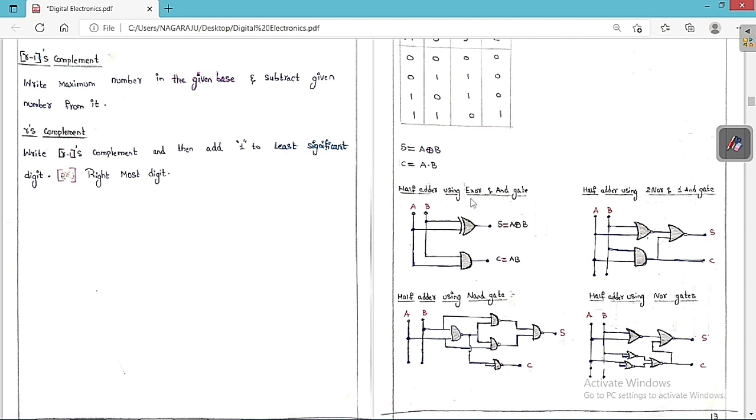So we need 1 XOR and 1 AND gate here for the circuit. But here we require 2 NOR gates and 1 AND gate. Here we require 5 NAND gates. Here we require a total of 5 NOR gates. So these are the different types of circuits to build a half adder. The function is the same for each, just the way of building it is different.